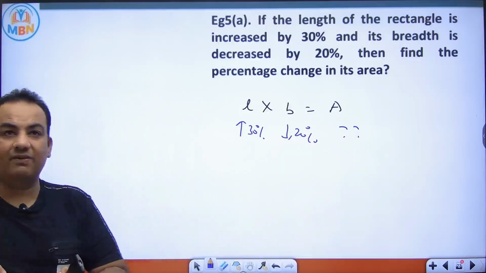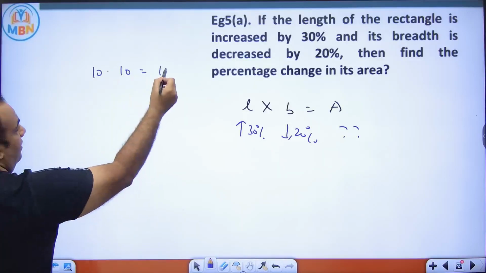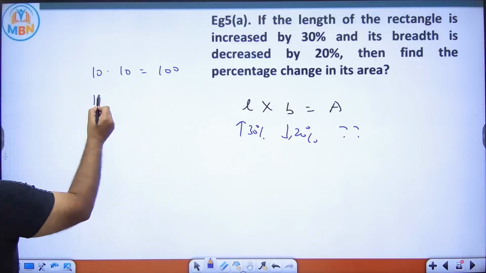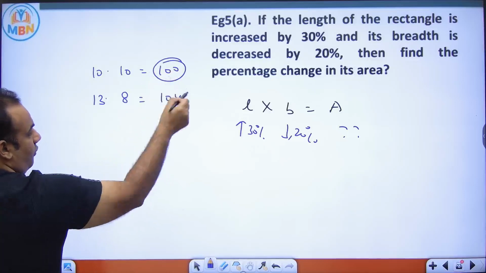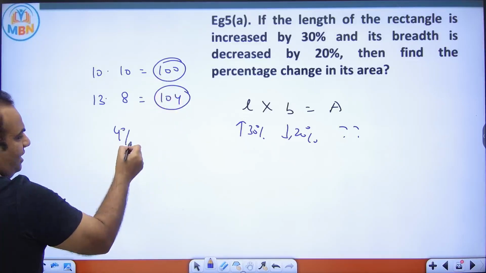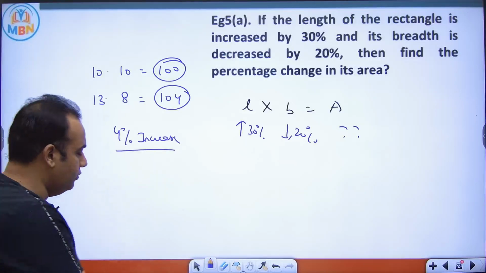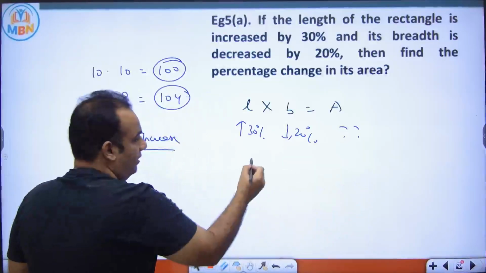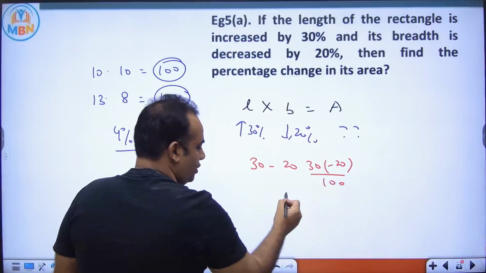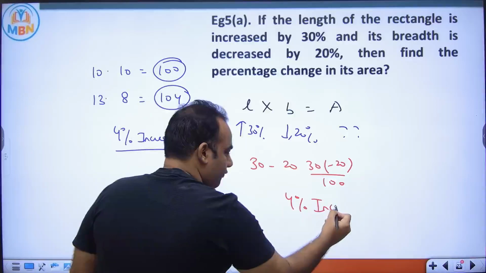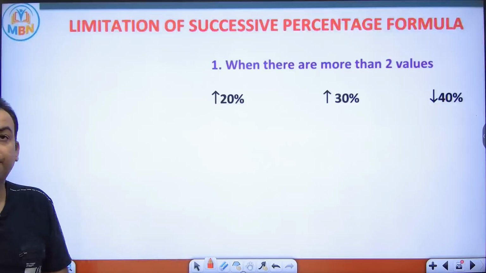So either you can take values of length and breadth. Let length be 10, breadth be 10. So area is 100. Now length is increased by 30%, 13. Breadth is decreased by 20%, 8. So 13 into 8 is 104. From 100 it becomes 104. So net increase of 4%. Or you can use the formula. 30 minus 20, 30 into minus 20 upon 100. So that is 4% increase. Okay.